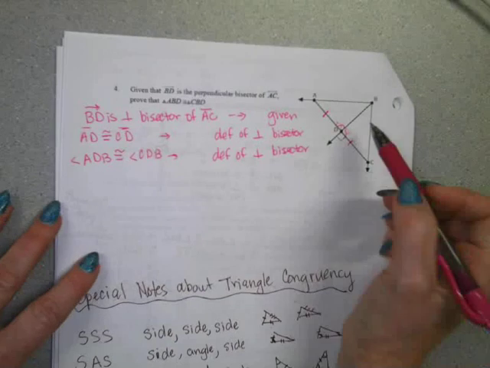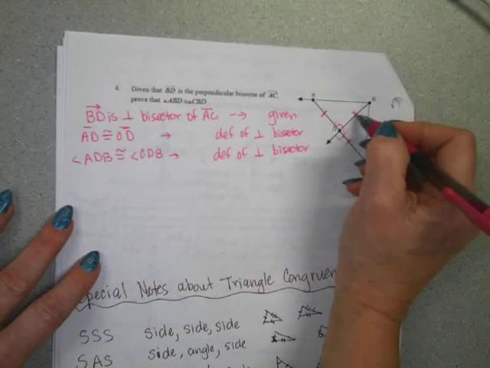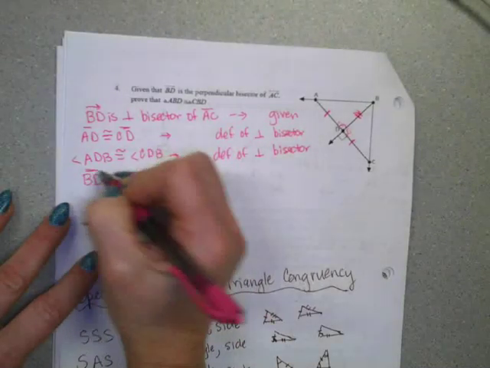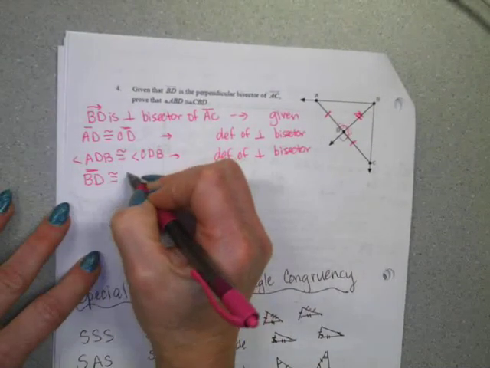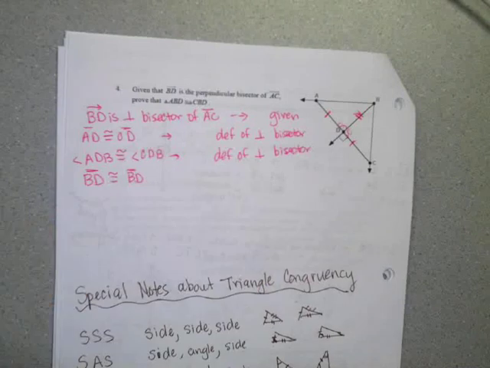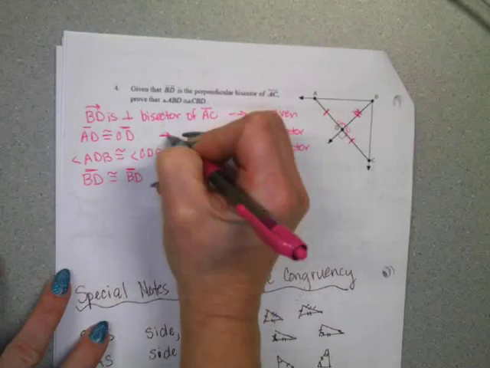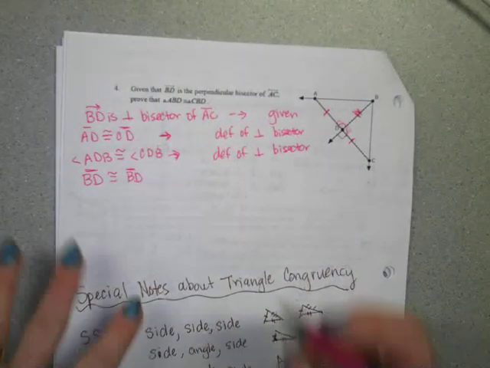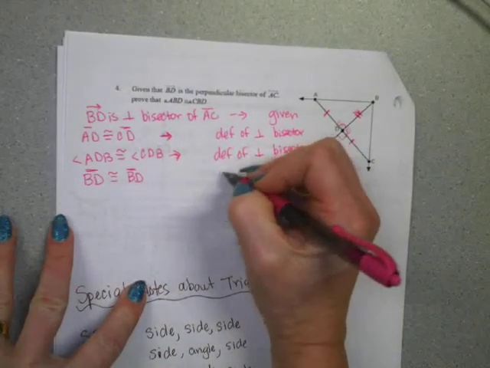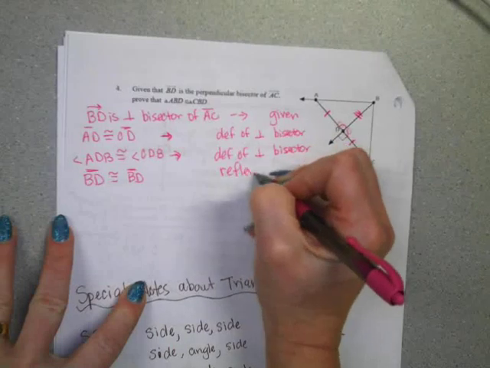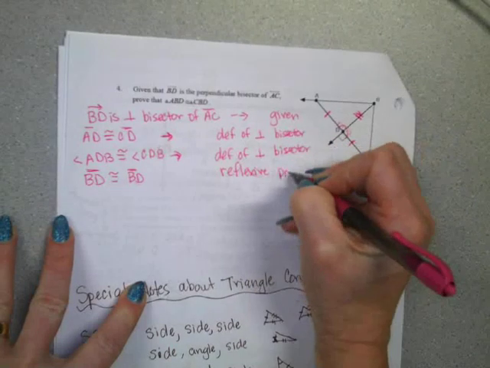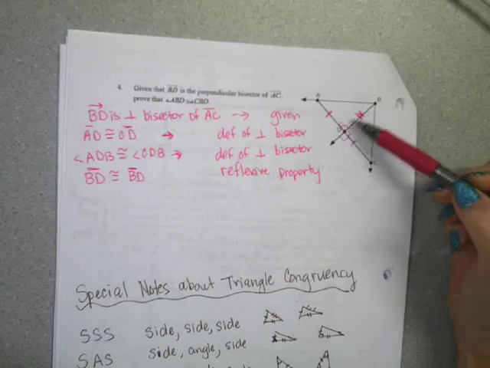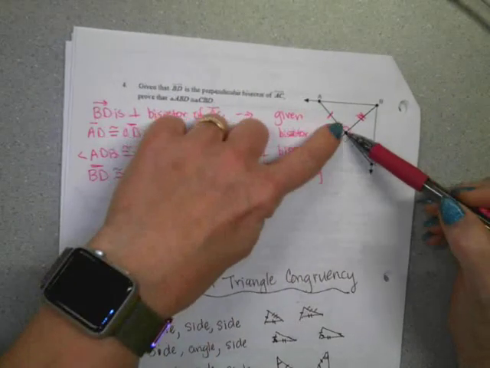And then I'm going to say that this side is congruent to itself. Put markings here, so BD is congruent to itself, BD. And again, how you're going to remember that property is that you just see the same thing on both sides, just like when you look in a mirror, you see yourself both ways. So that is the reflexive property. So I've got side, angle, side, side, angle, side.